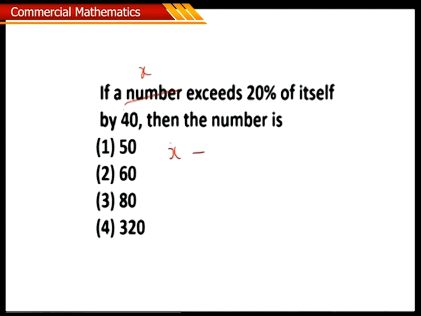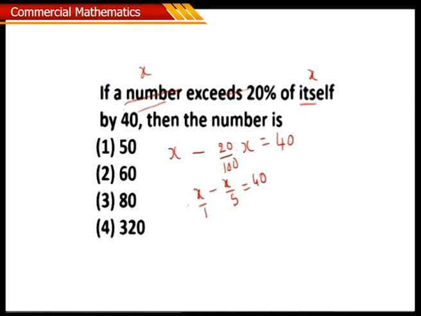The number is larger than what? Than 20% of itself. Itself means x. 20% of x means 20 by 100 into x. Then it is given 40. You observe, the number is taken as x, 20% of itself means 20% of x, and exceeds means excess. How much excess? 40. So once you reach this, you can see that x minus x by 5 is 40.